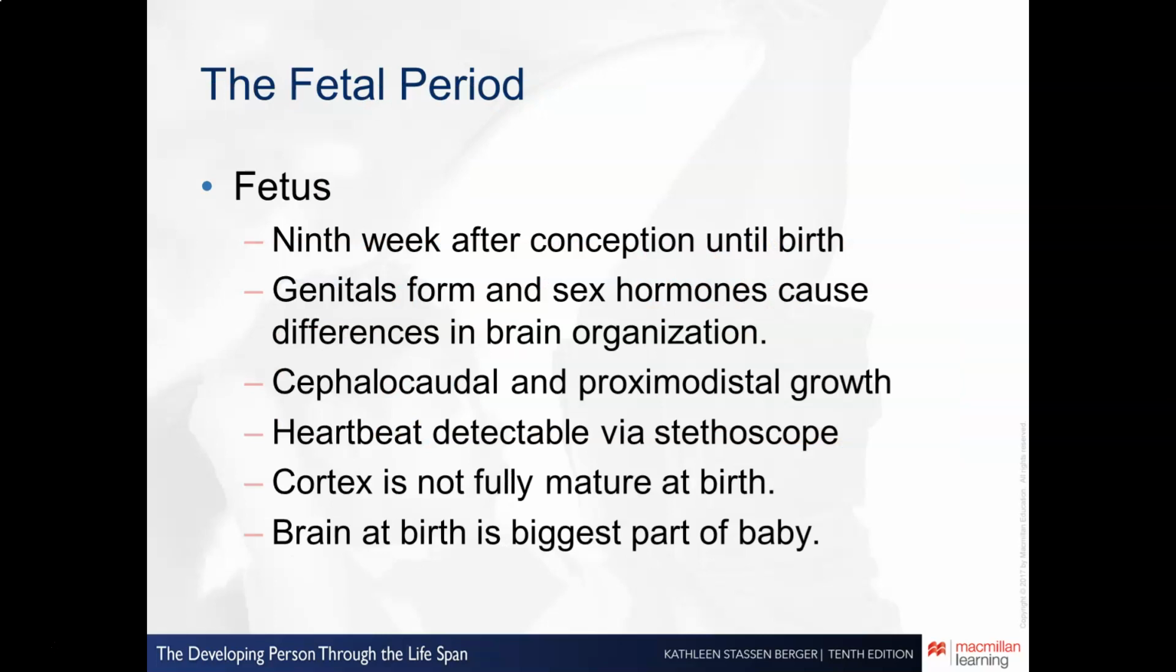We'll take a look at the fetal period. Now remember, the fetal period, that's the 9th week after conception until birth. So basically, during that period, that's when the genitals form, and the sex chromosomes cause differences in brain organization. And then there's what's called cephalocaudal and proximodistal growth. Cephalocaudal just refers to growing from the head down. And proximodistal growth refers to the limbs of the individual.